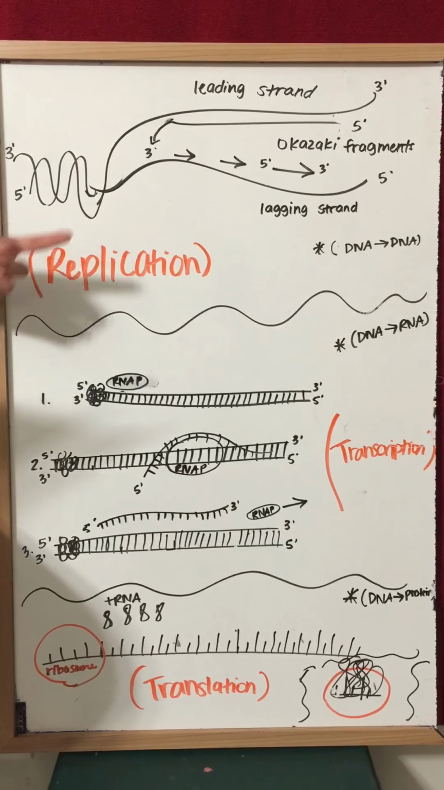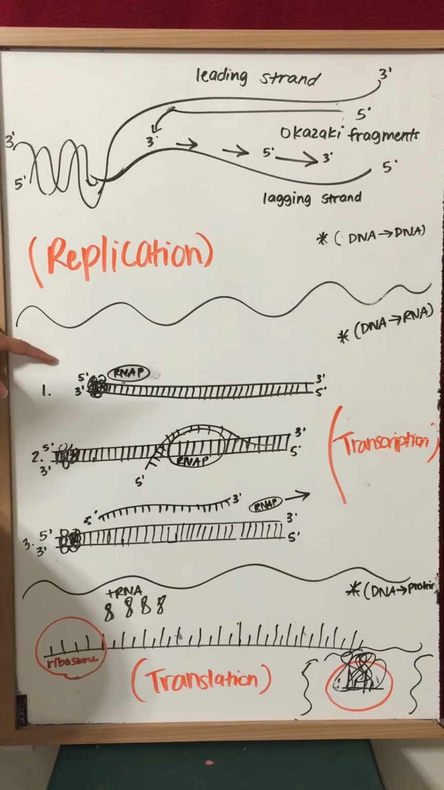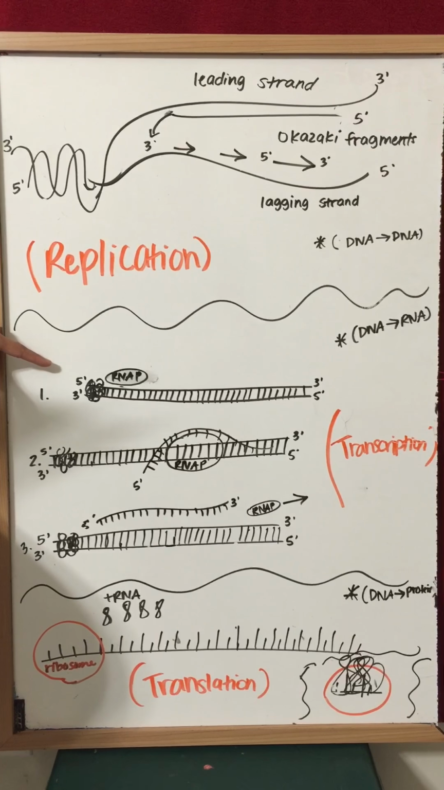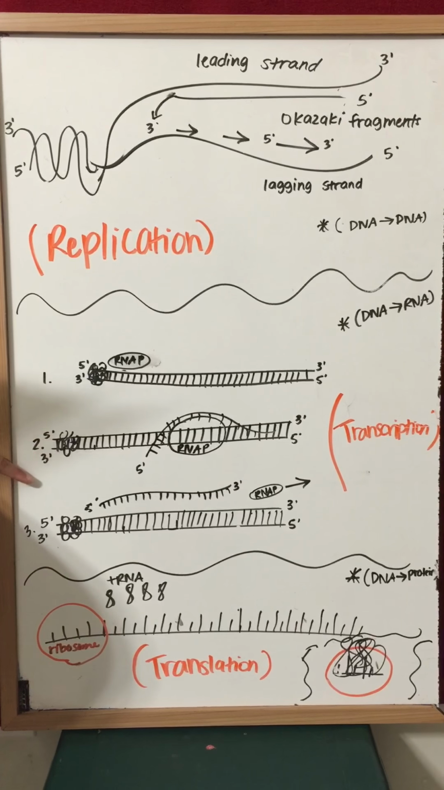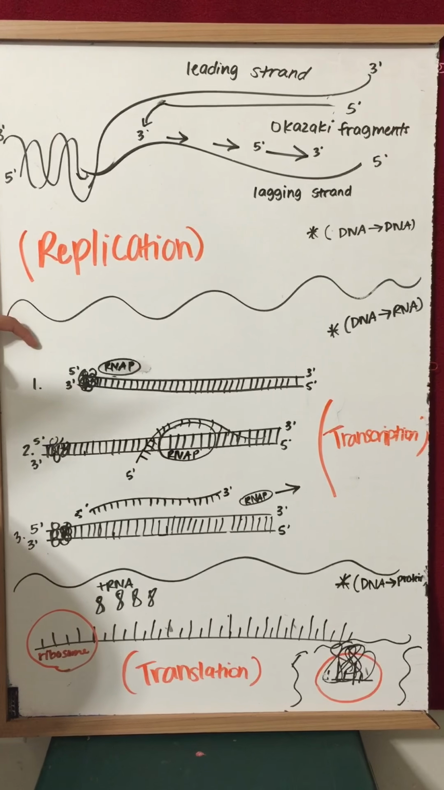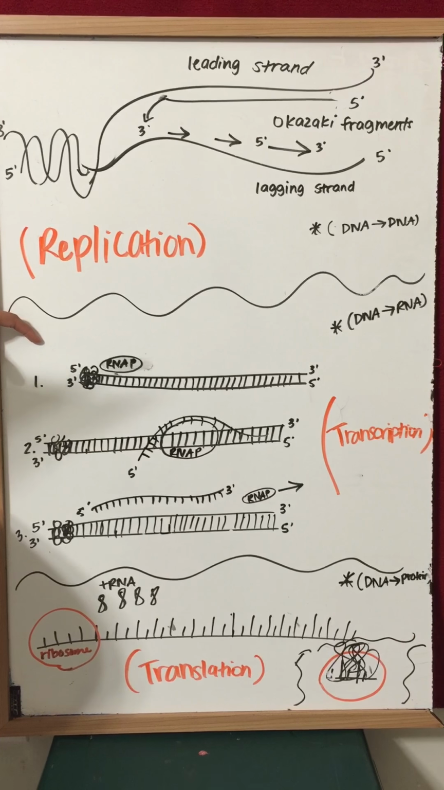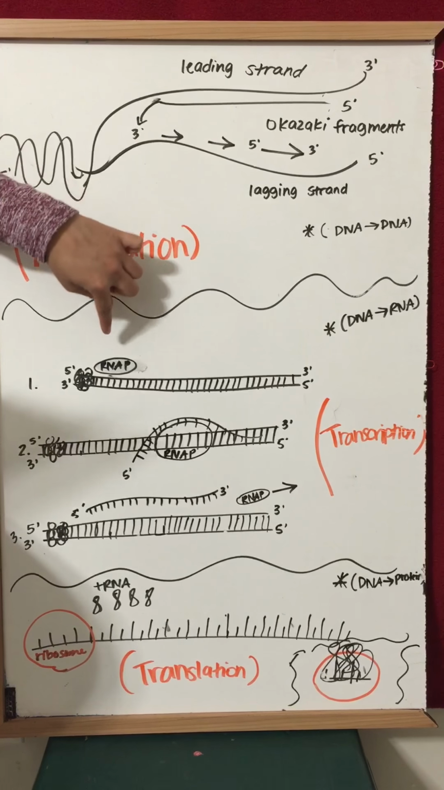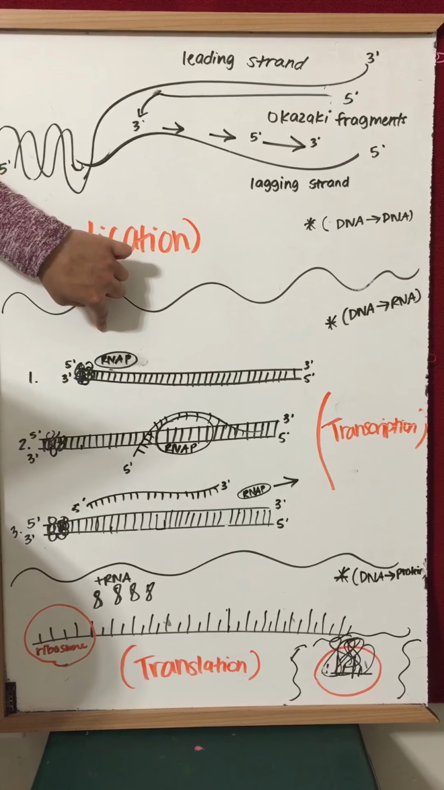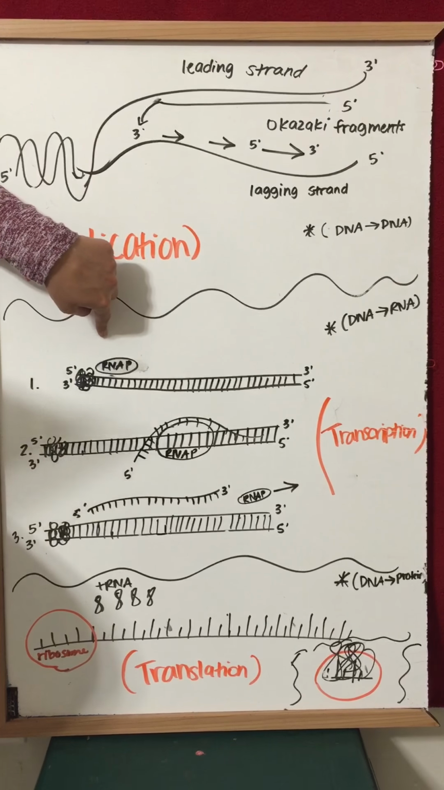And then after that, we will move to transcription. Transcription consists of 3 steps: your initiation, elongation, and termination. In your initiation, RNA polymerase binds to DNA. The RNA polymerase attaches to a specific area called the promoter region. The promoter region is generally upstream.